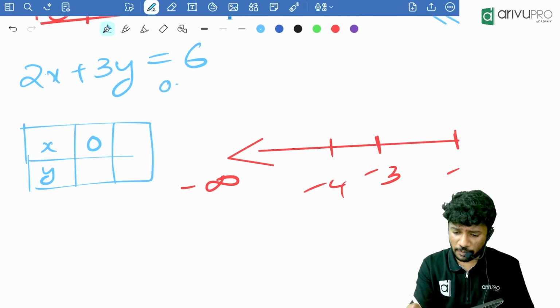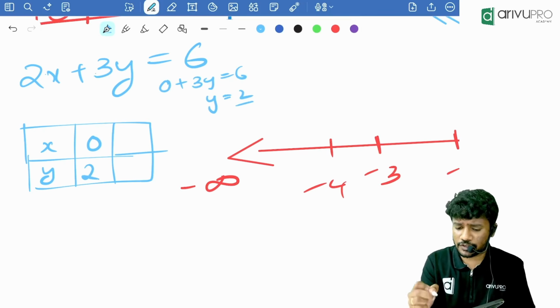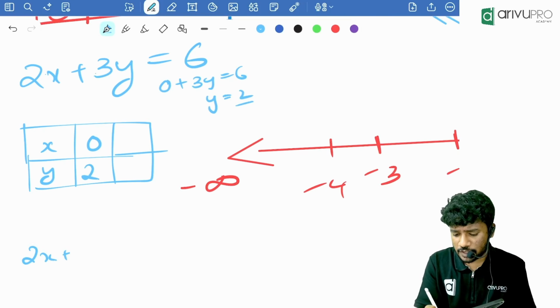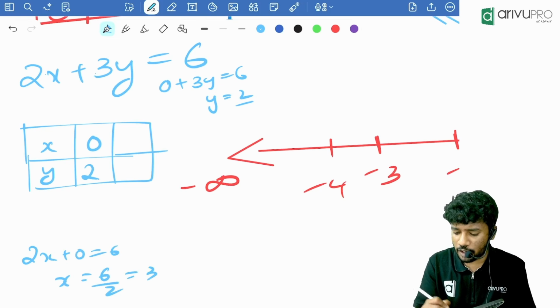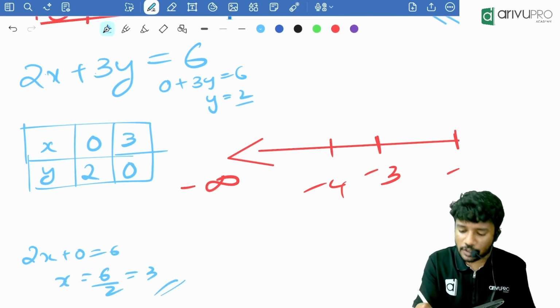X is equal to 0 means 0 plus 3y is equal to 6. Y is equal to how much? 2. Then y is equal to 0. That means 2x plus 0 is equal to 6. That means x is equal to 6 by 2, which is equal to how much? 3. That means y is equal to 0, x is equal to 3.